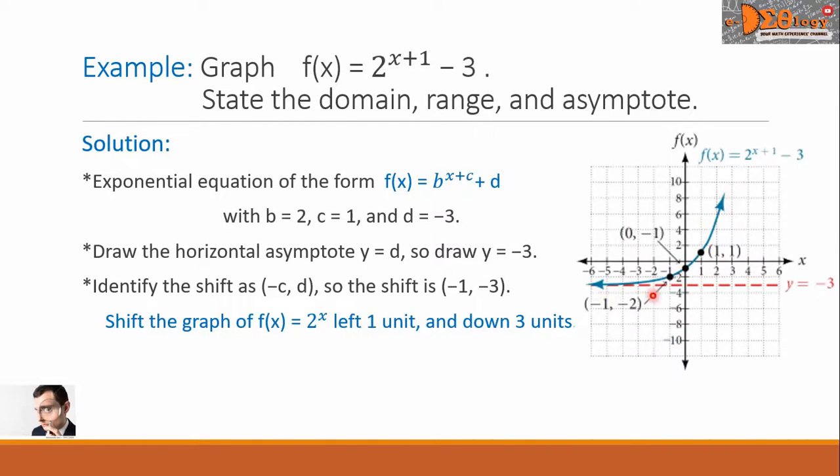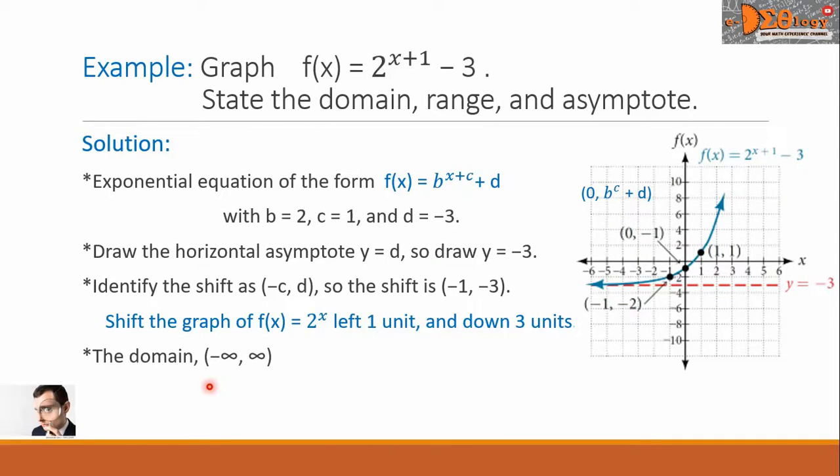This is now our beautiful graph. By the way, this red broken line is the horizontal asymptote, that is y = -3. Our y-intercept now becomes (0, -1). It comes from our quick formula (0, b^c + d). We have here two more points of the graph, (1, 1) and (-1, -2).